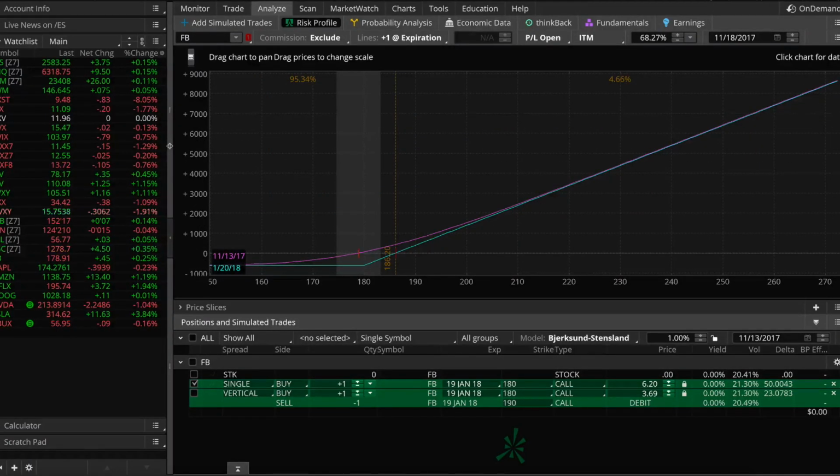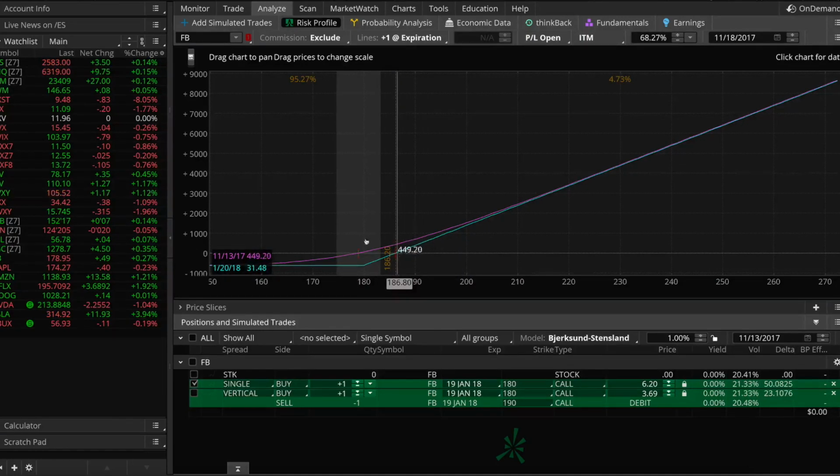Now, the next thing we need to talk about is the break-even price of a long call versus the break-even price of a long call spread. Now, in both cases, you can calculate the break-even price by taking the long call strike price, which in our case is $180, and adding the net premium paid for the strategy. So we're going to start with the long call by itself. So the strike price again is $180, and to buy the 180 call expiring in January of 2018, we're paying $6.20. So that means our break even is 180 plus 6.20, which is $186.20.